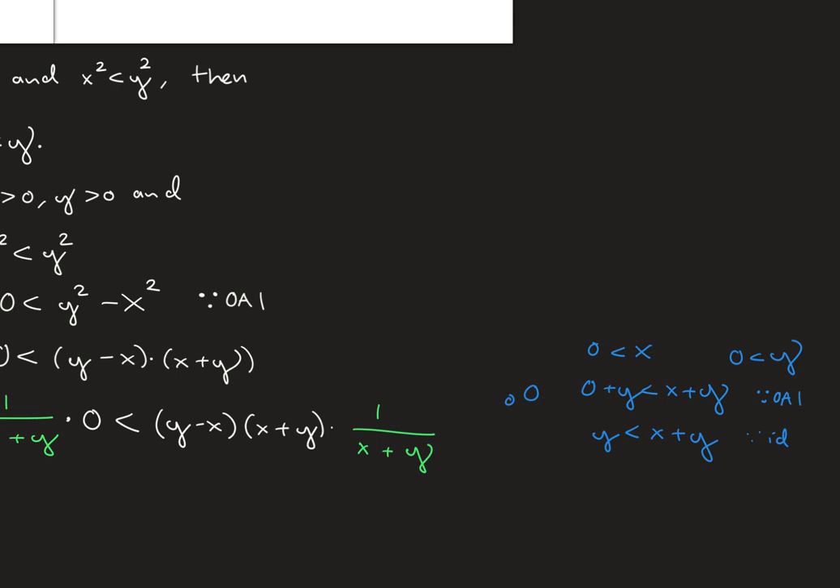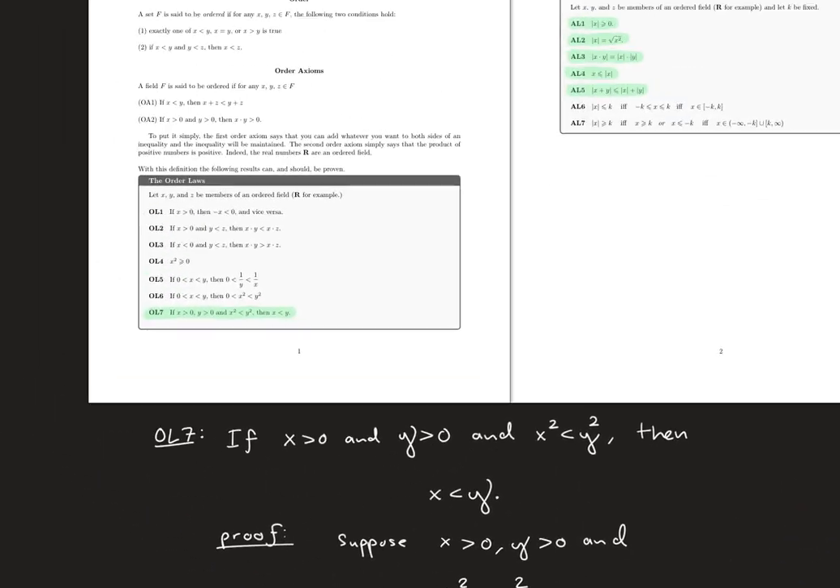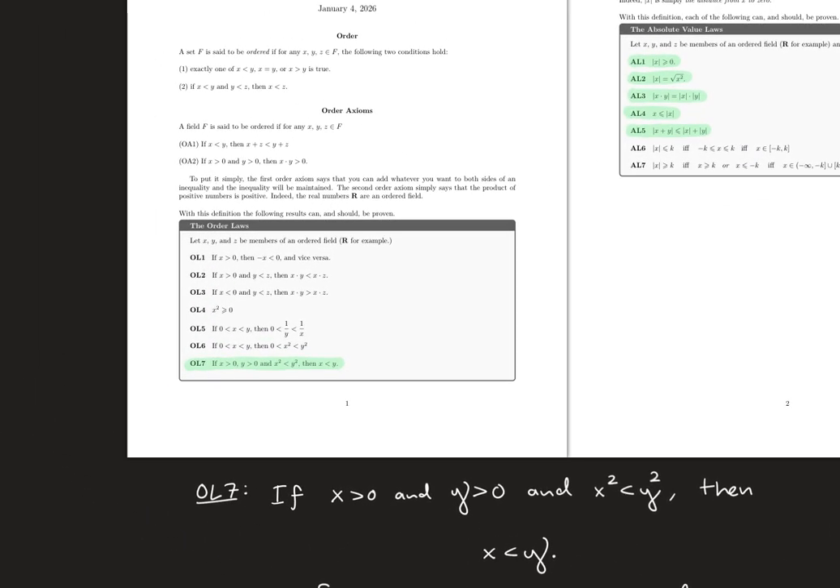But look at what I have. 0 is less than y, and y is less than x plus y. By transitivity, which is the definition of order, we have that x plus y is bigger than 0. Therefore, 0 must be less than x plus y. All right. And therefore, I think it's the order law, this one right here.